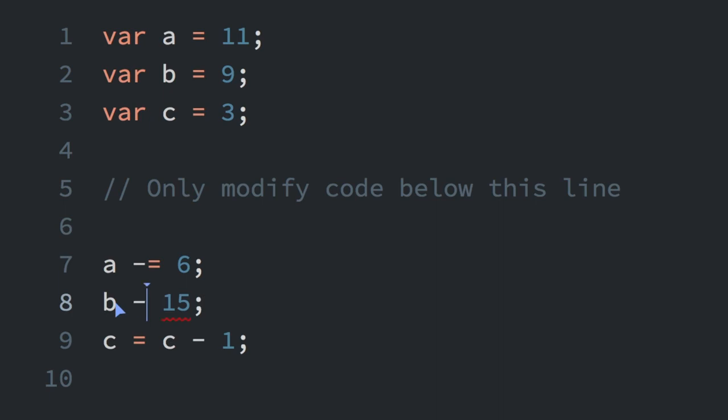Same here, so we can do minus equals 15. c equals c minus 1, we can do c minus equals 1. So it just subtracts the number from the original value and then assigns that new value to the variable.